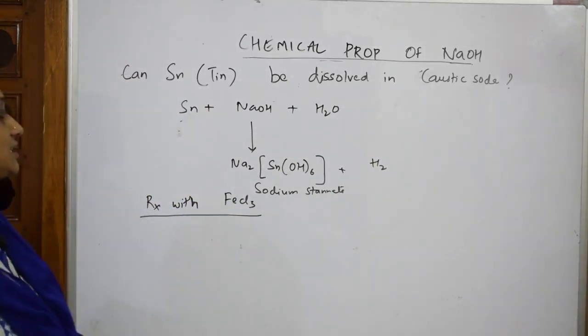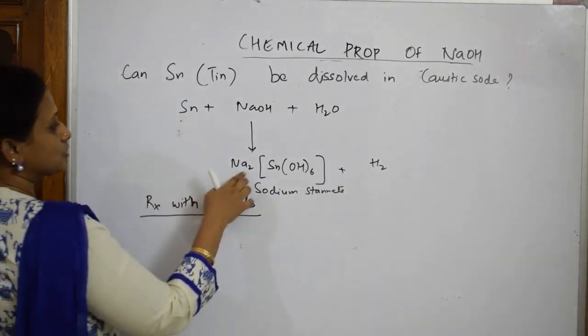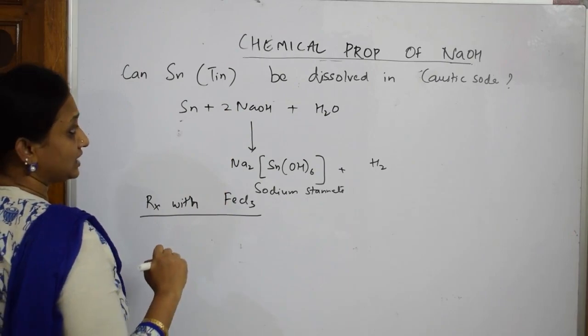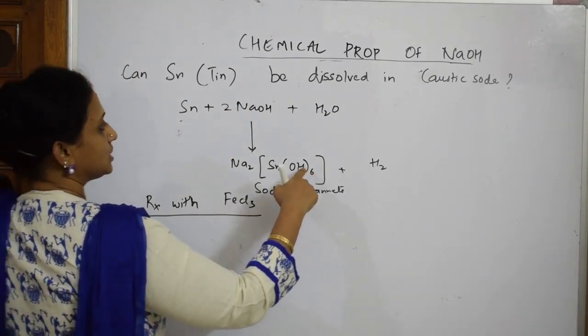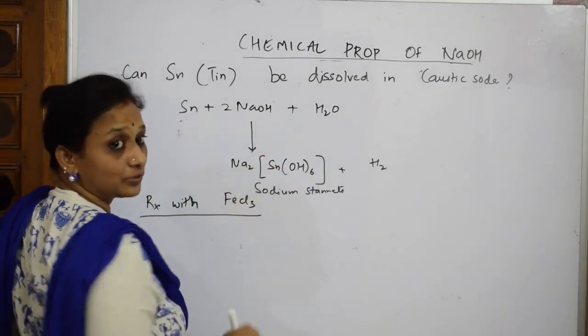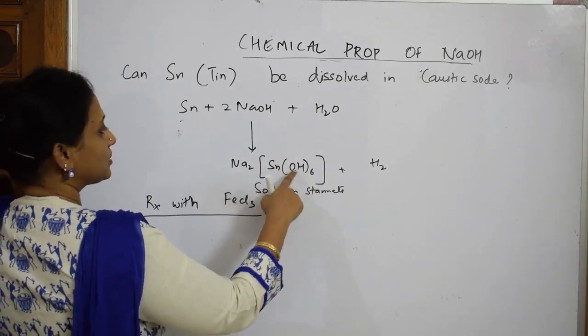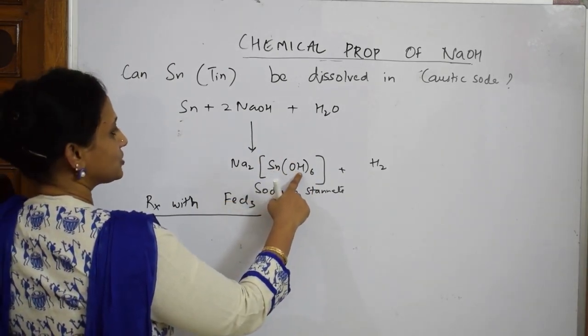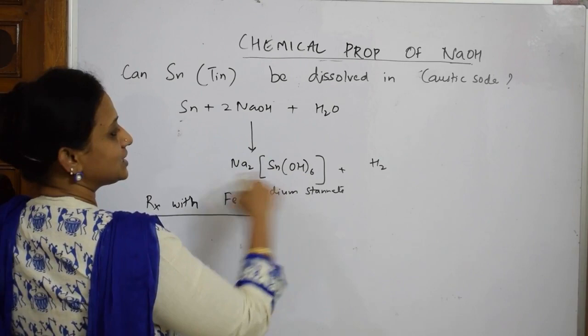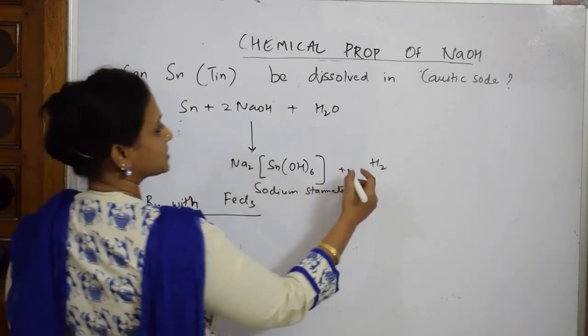Remember this. Now let's balance. Sodium is 2, so 2. Here hydrogens, if I take 2 plus 2, are 4 only. Fine. So now what happened here? OH is almost 6, isn't it? So what should I do? If I have to place this 4, okay.